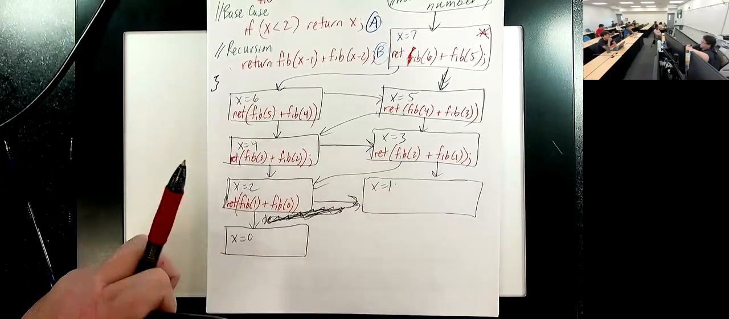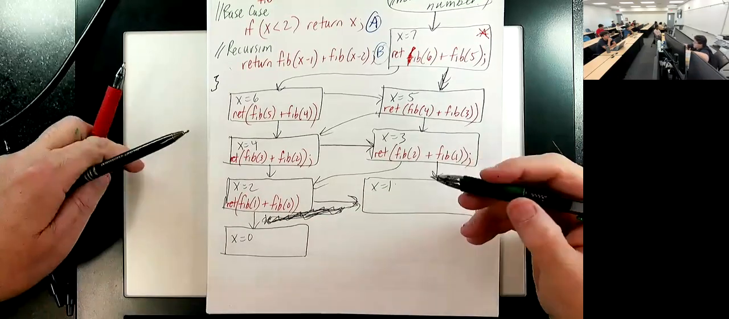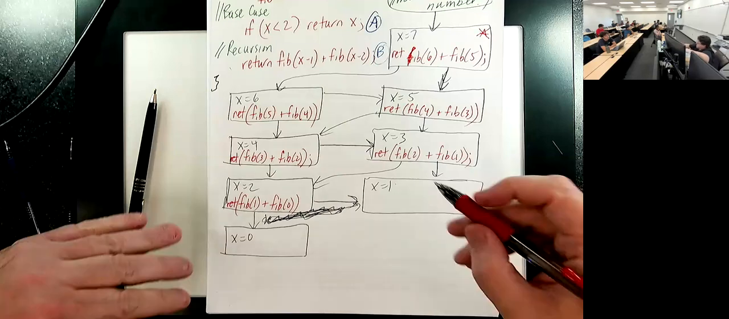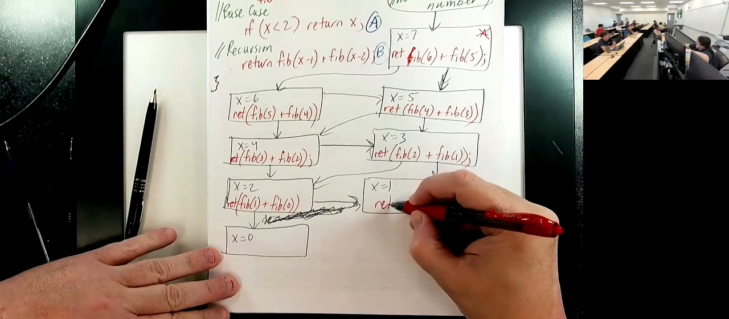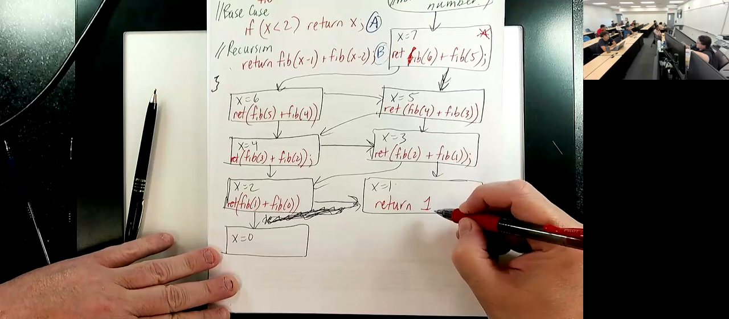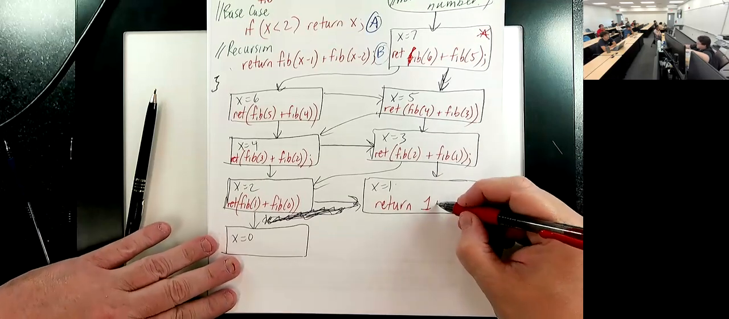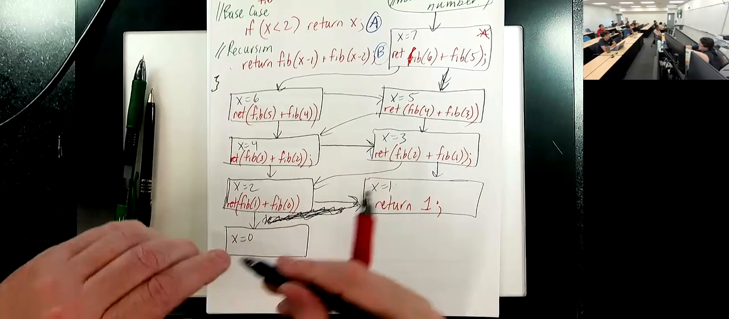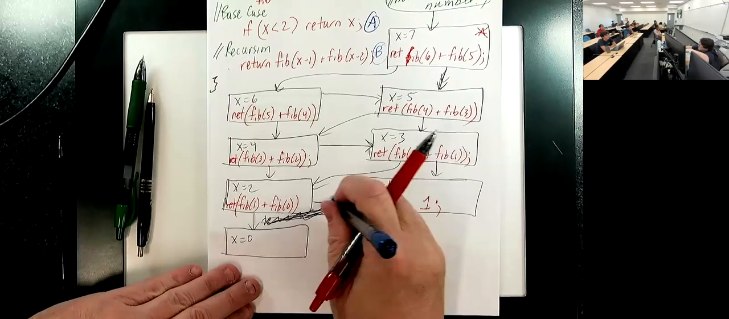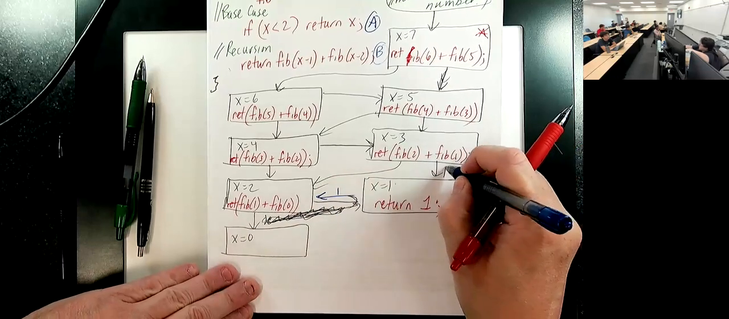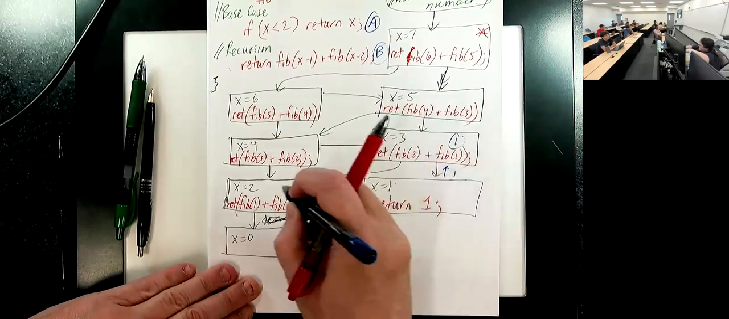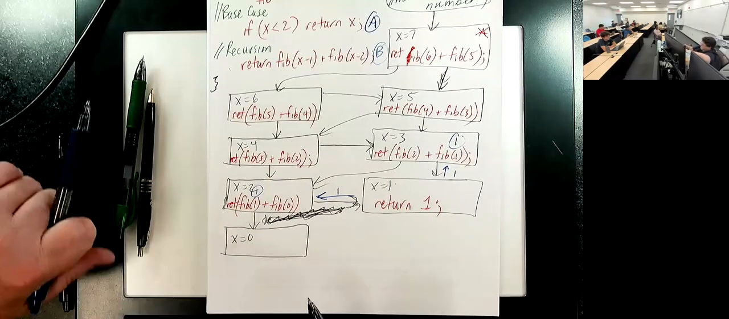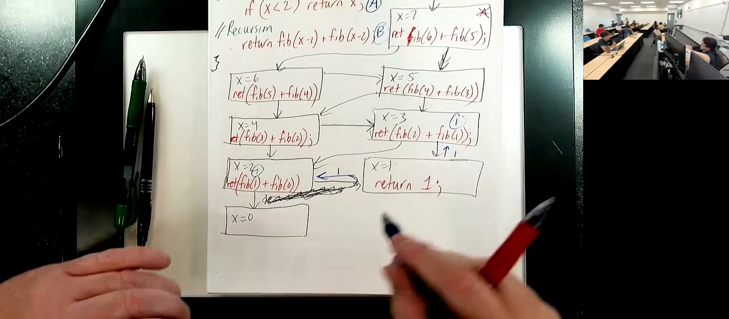All right, so x equals 1. X is now less than 2, so it returns x, which is 1. So this one is going to send a 1 back here, and it's going to send a 1 back there. So I'll put a 1 and a 1, and that'll collapse x equals 1.